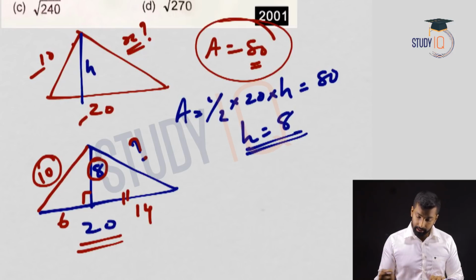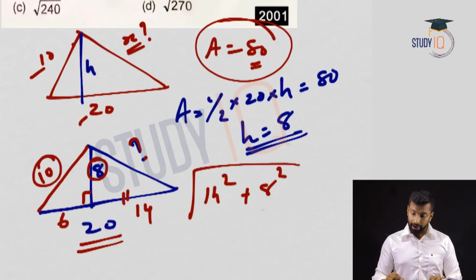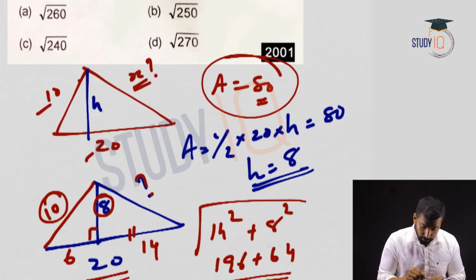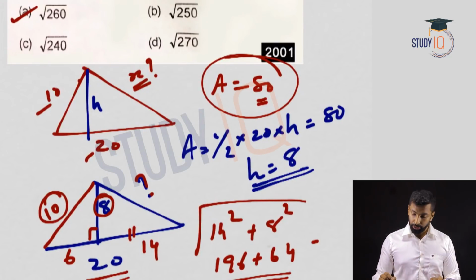Now then, what is this side? That's easy, right? 14 square plus 8 square. So 196 plus 64. What is the answer? Root of 260. So you'll get 260, and you take the root of it to get this side. So I hope this is clear.